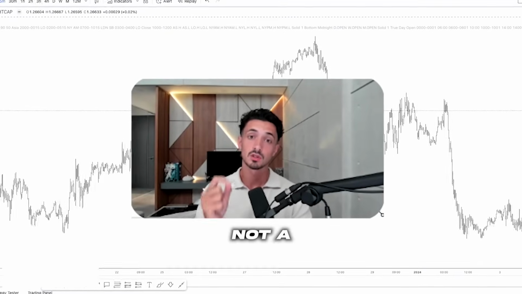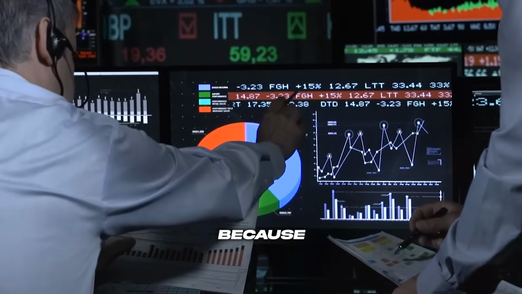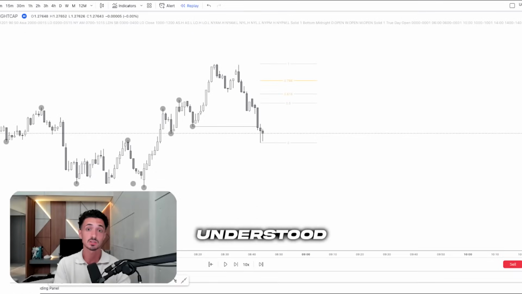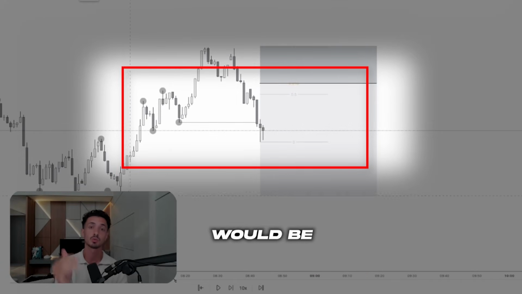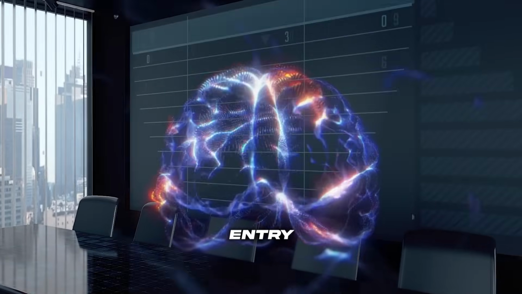If you're still not a profitable trader in 2024, then it's probably because you don't have the correct understanding of market structure. If you actually understood true market structure, you would be on the right side of the market most of the time. And so then it's just about entries and psychology.